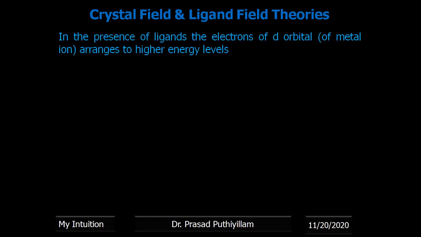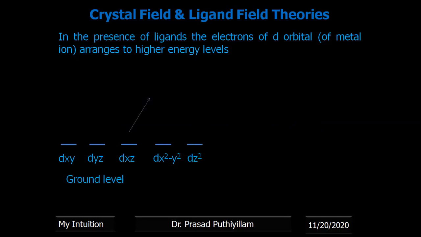If you take an example, in the presence of ligands, the electrons of the d orbitals of the metal ion arrange to a higher energy level. We know in ground state we write dxy, dyz, dxz, dx square minus y square, and dz square, and all have the same energy. When a ligand comes, it will shift to a higher energy level. We call it a hypothetical energy level. The 5 energy levels are represented as such, having the same energy.